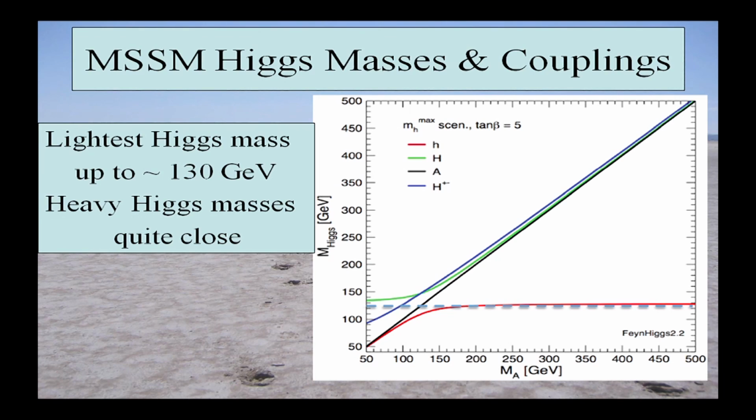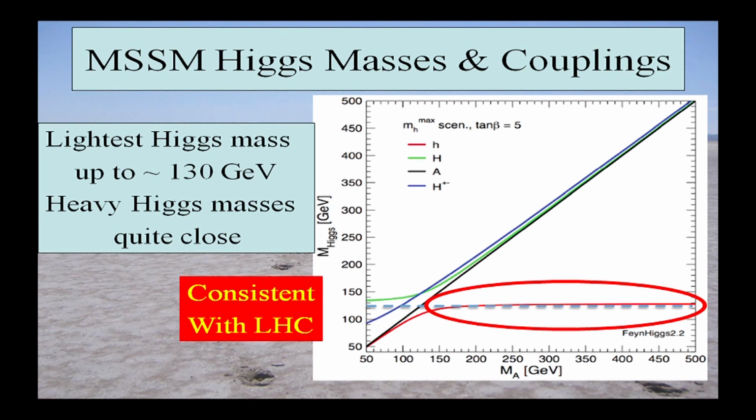And this is a calculation of the lightest Higgs masses, the red line. The other lines are the masses of the other Higgs bosons. And the blue dashed line is the experimental value. And you can see that there's a large range of parameters where the Higgs mass is consistent with the LHC measurement. There's actually 2 regions where it's consistent. There's also a little region over there on the left-hand side, but that's probably disfavored by experiment.